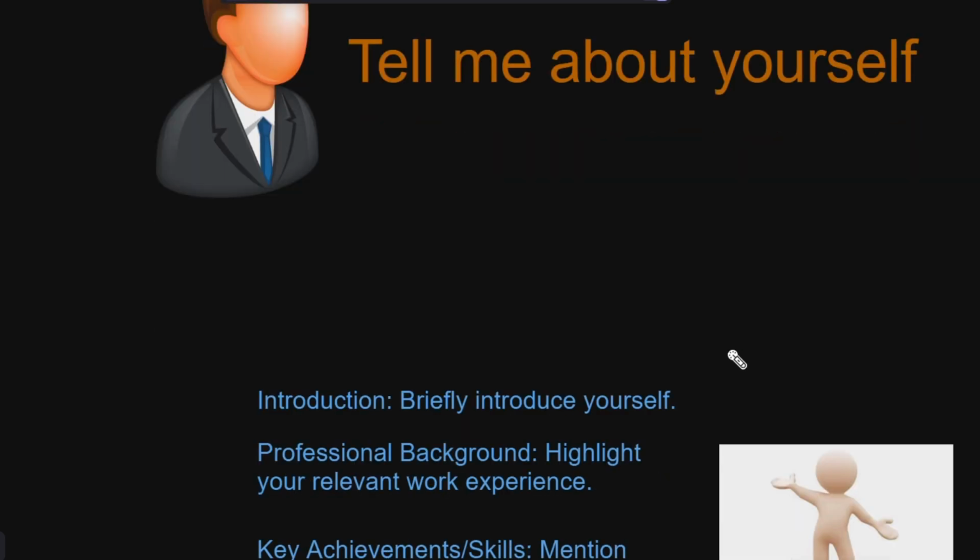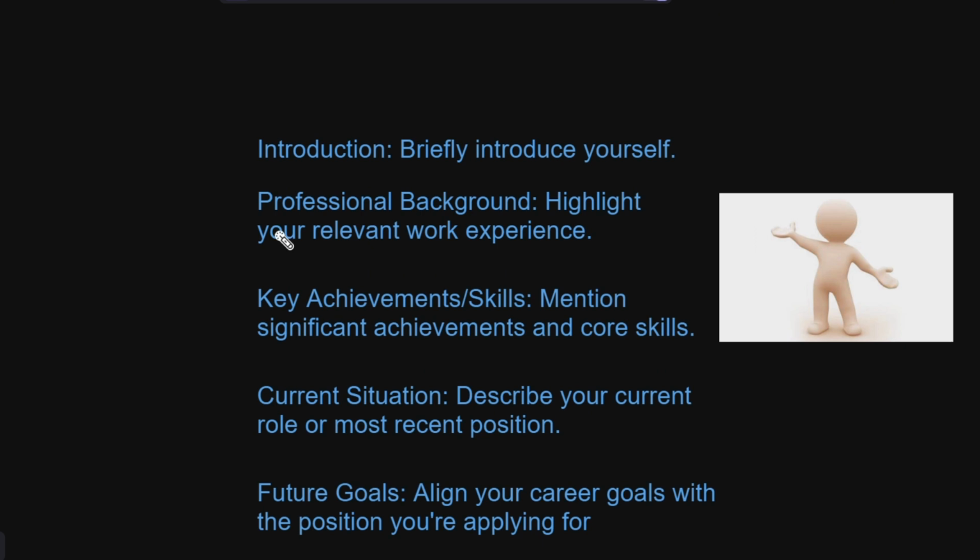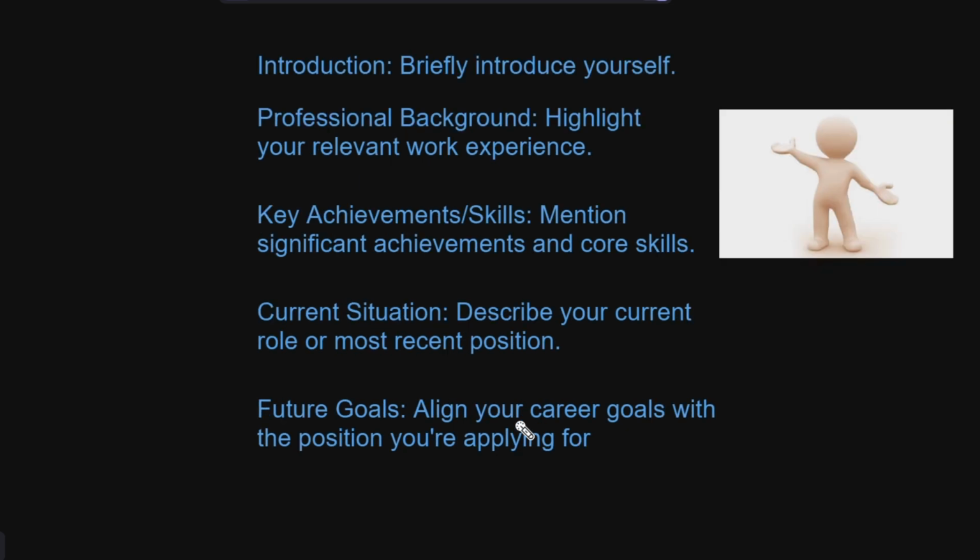Okay, so we are going to discuss what we need to do and what we don't need to do. First, briefly introduce yourself and highlight your relevant work experience. Mention your significant achievements and core skills, describe your role or most recent position, and align your career goals with the position you are applying for. Don't give any extra answers. Just give the introduction, professional background, key achievements and skills, current situation and future goals.